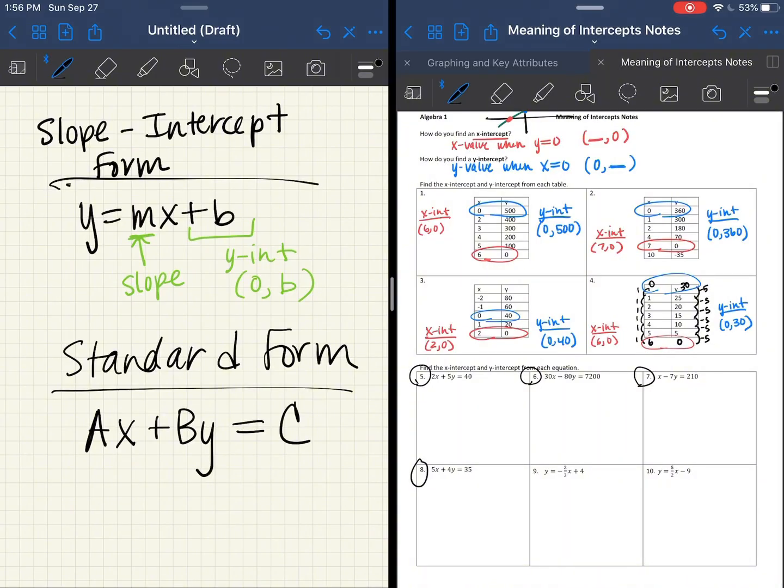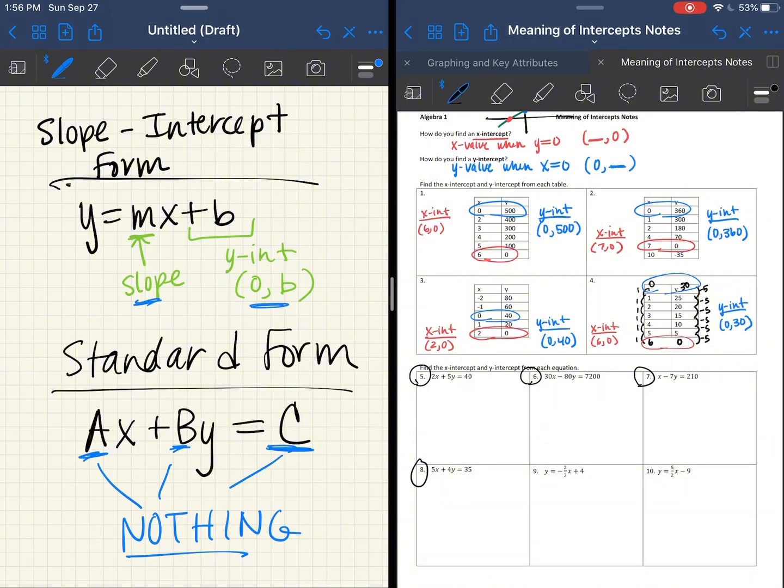Okay, and so with standard form, you have to be very careful because we do have these numbers A, B, and C. So in this case, it's 2, 5, 40. We have a 30, a negative 80, a 7,200. And so unlike slope-intercept form, these numbers actually give us no information. Okay, so don't fall for that trick. And so these are literally nothing valuable. They're just part of our equation. Whereas here we have our slope and our y-intercept. We don't have anything from standard form.